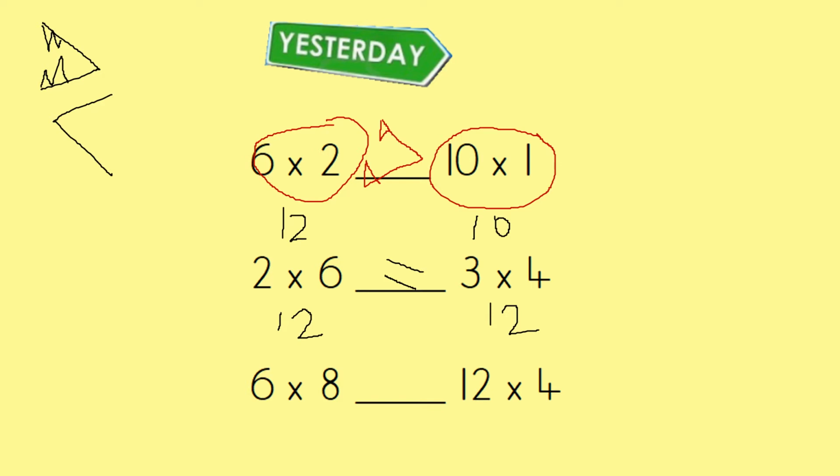So, with our next one, this was a lot trickier, but it's a similar situation. 6 times 8, if you worked it out, was 48. That's a really hard times table. But 12 times 4 is also 48. So, can you remember what we pop on? You're right, we pop an equal sign on.